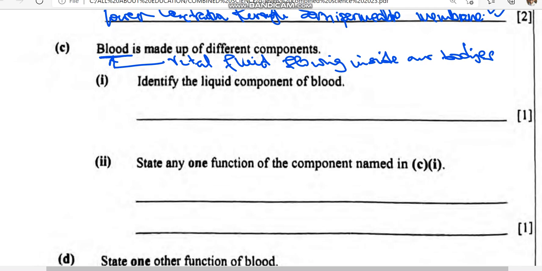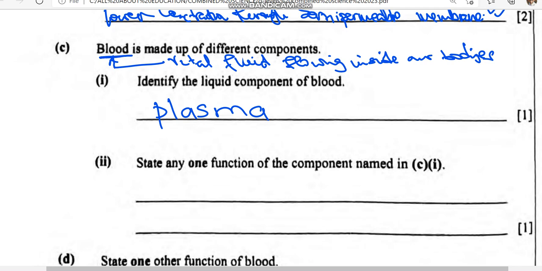The first question here says identify the liquid component of the blood. The liquid component of blood is called plasma. Plasma is the liquid part of blood. So as we talk about the components of blood, we have plasma, which is the liquid part of blood. Then the next question says state any one function of the component named in item 1.